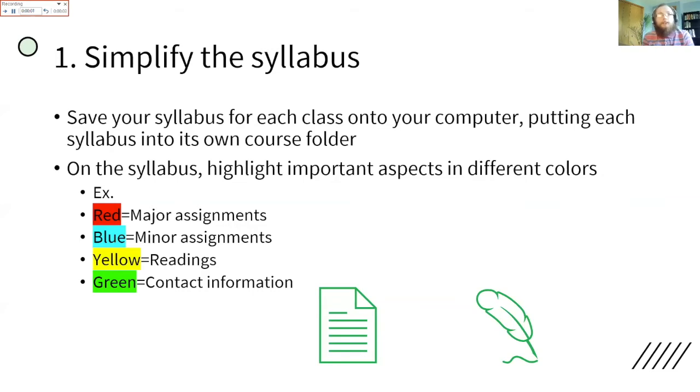So, my first tip for you is to simplify the syllabus. Rather than the syllabus just being something we have on Blackboard ready to download whenever we need to look at when a due date is, what we ought to do is actually download it and save it onto our computer, saving the syllabus for each class and putting each into its own folder so that we can easily reference it. Not only that, but then writing on it as well, annotating it, highlighting important things such as major assignments, minor assignments, readings, and contact information. That way, when we come back to reference it, we can have an easy look and see, oh, this is the contact information, or this is a major assignment that's worth a lot of points.